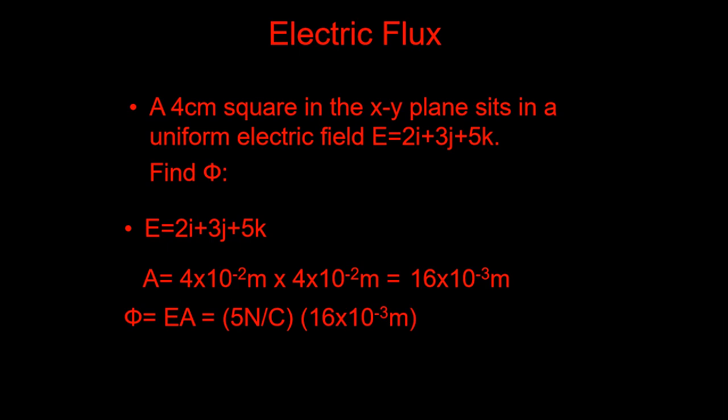Phi is going to be E times A. Now, as we said, this is in the XY plane. That means it's intercepting all of the electric field through the K or Z direction. That means phi is equal to E times A, which is equal to 5 newtons per coulomb times 16 times 10 to the minus 3 square meters. This will give us 0.008 Newton meters squared per coulomb.